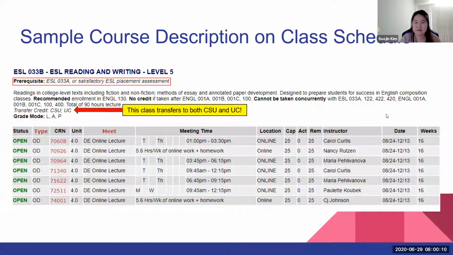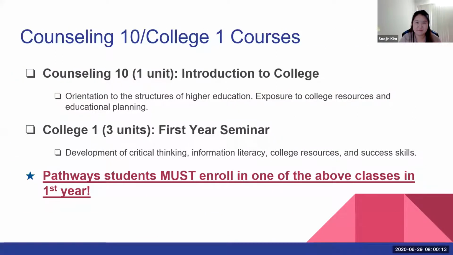Okay, moving on. Amy had already talked about this, but Counseling 10 or College 1 is required for you to join Pathways. You don't have to take it in the fall, but if you want to maintain your Pathways status, make sure you take them either in the fall or in the spring, right? So in your first year.